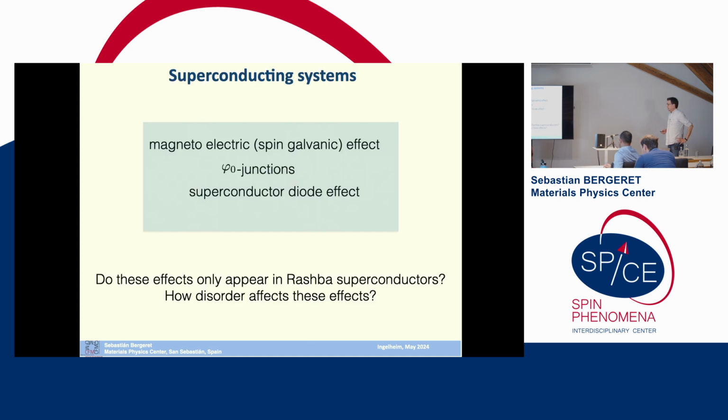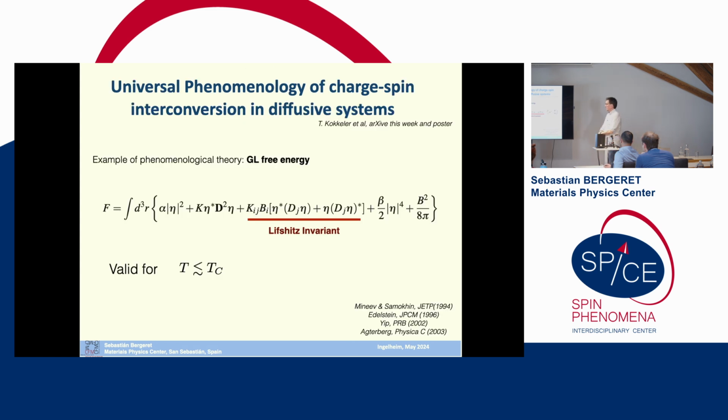So to summarize this part, this is the message of the first, non-technical part: magnetoelectric effects, spin galvanic effects in particular, phi naught junctions and superconducting diode effects are all one and the same thing. So spin galvanic effect is behind these effects, if we talk, in that case, only about Rashba. The question is, will only Rashba superconductors show that? And does disorder affect that? Because in some devices, we should have disorder and so on. And these are the questions that we want to understand next.